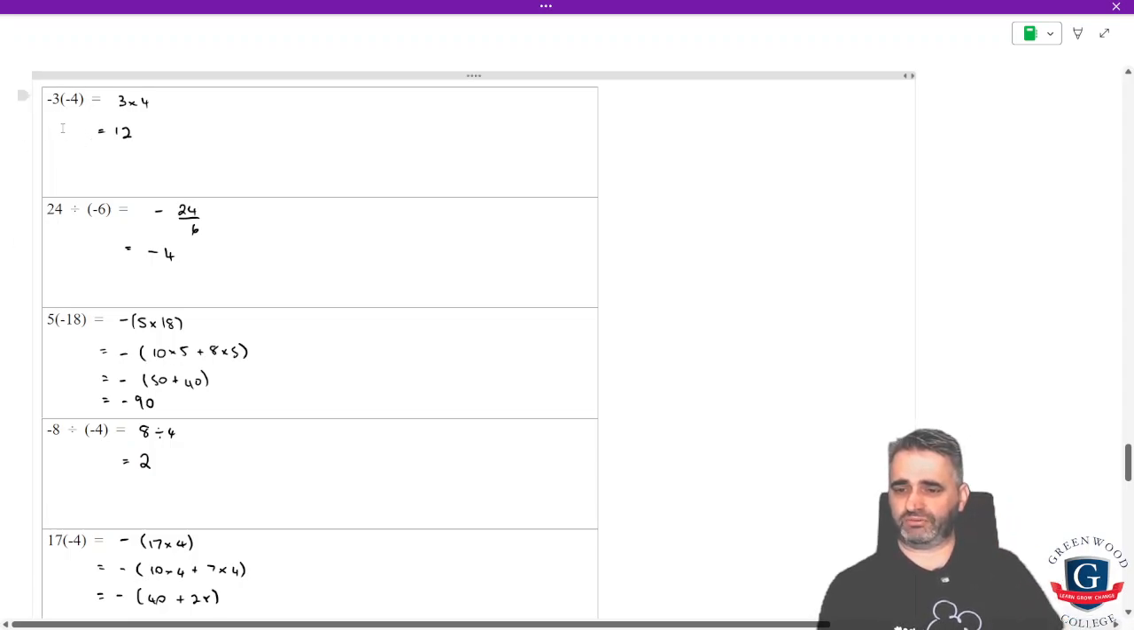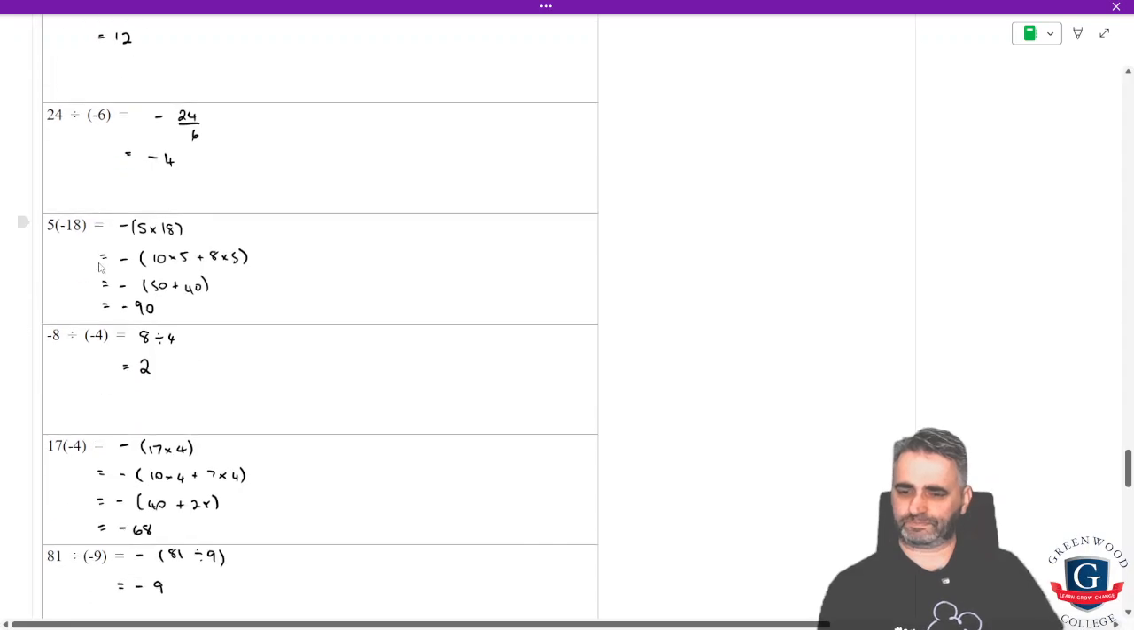Negative 3 times negative 4, negative times negative is positive, 3 times 4 is 12. 24 divided by negative 6, the answer will be negative because it's positive divided by negative. 24 divided by 6 is simply 4, the answer will be minus 4. 5 times negative 18 is the same, the answer is going to be negative, and we'll multiply 5 by 18. If we were doing this without a calculator, 10 lots of 5 plus another 8 lots of 5 would be 18 lots of 5. Simply 10 lots of 5 is 50, 8 lots of 5 is 40 from our tables. Add those together will be 90, the answer is going to be negative 90.